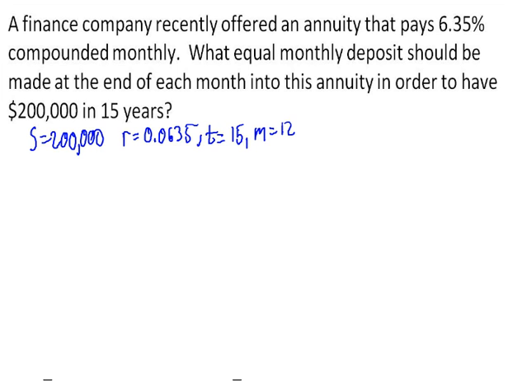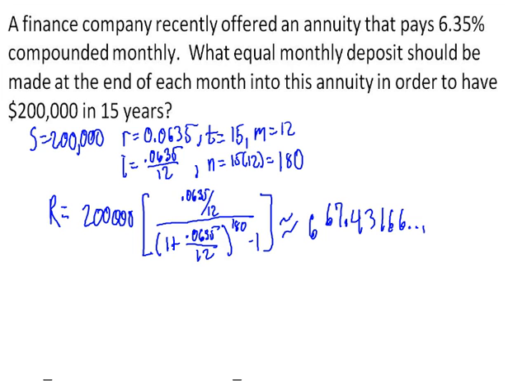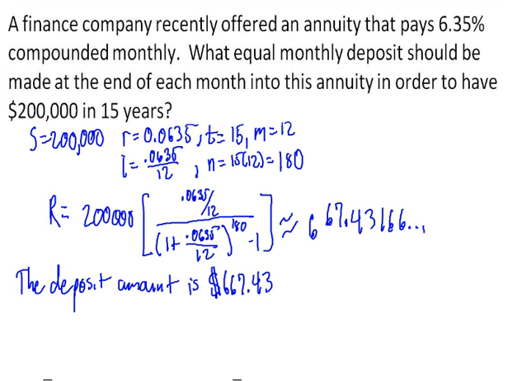So we know our S is equal to 200,000, R is equal to 0.0635, T is 15, M is 12, which means that I is equal to 0.0635 divided by 12, and N is equal to 15 times 12, which would be 180. So all we got to do to figure out the payment amount is to plug these values into that formula. Now if you plug this into your calculator, you get 670.431666.